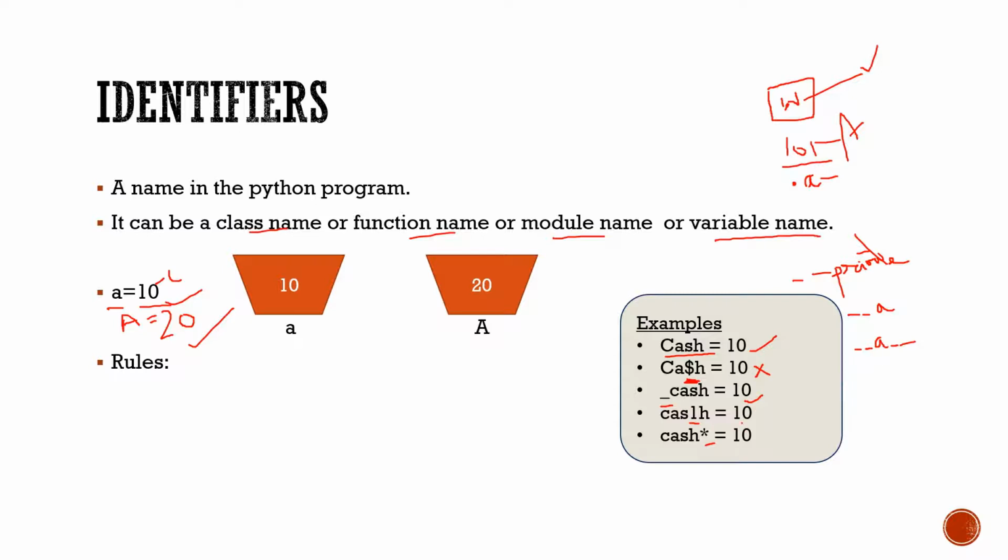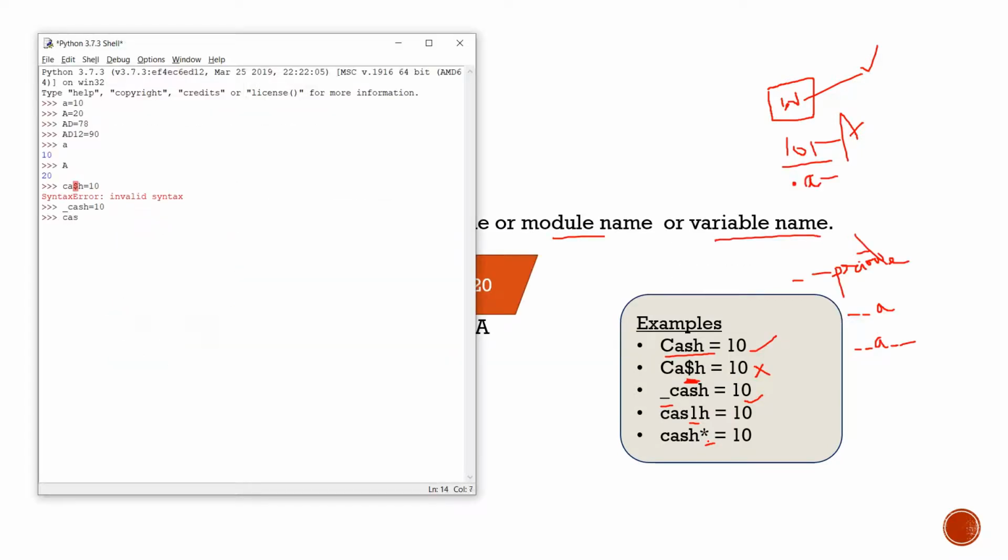Now let us try another identifier. One is this one having a numeric digit, and the other one is star. Let us try. So it is also correct, it is working. And the last one we will also try. It is a name error, cash is not defined.